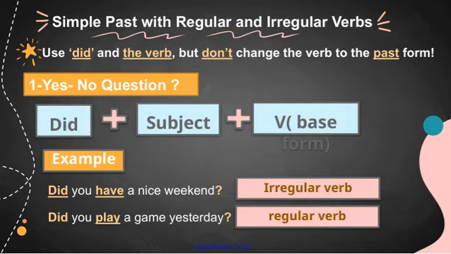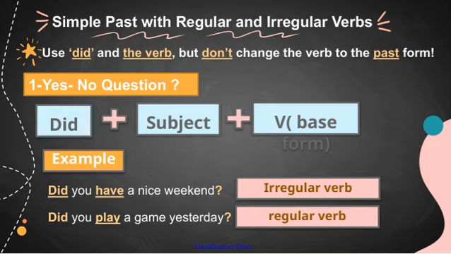Now, let's take a closer look at how we form questions in the past tense using both regular and irregular verbs. On this slide, you'll see the key terms: regular verb and irregular verb. The main idea here is that when we ask questions about past actions, we often use the word did at the beginning. For example, if you want to ask if someone played a game yesterday, you say, "Did you play a game yesterday?" Notice that even though play is a regular verb, we don't change it to played. Instead, we keep it in its base form after did.